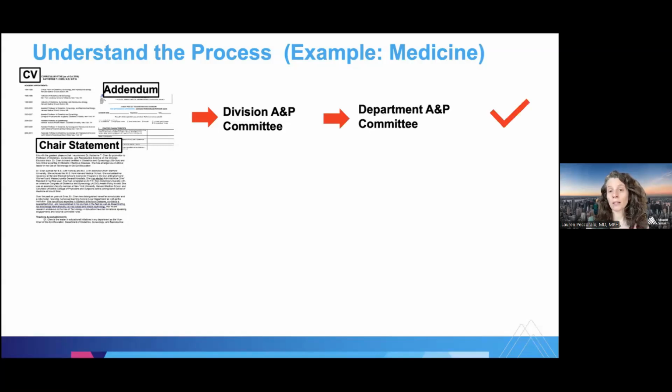Okay, so the CV, which is what we're going to talk about today, the chair statement, you have to have a draft of that, and the addendum if it's applicable. So the addendums are applicable for the clinical practice track and the clinical educator and or scientist educator tracks. So those tracks, you need to have your addendum ready. And you're going to provide that, in our case, to the divisional A&P committee, or it may go directly to your departmental A&P committee, okay?